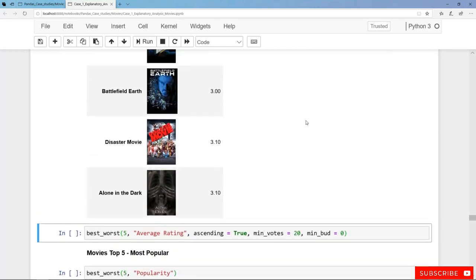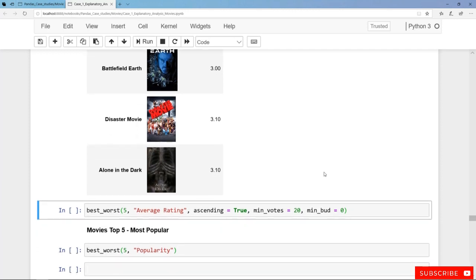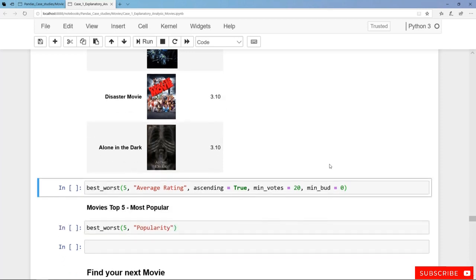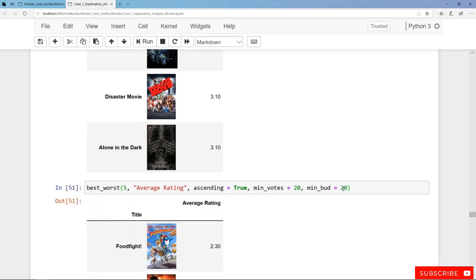And of course, you can also combine the filters min votes and the minimum budget. So again, you want to have the lowest rated movies with at least 20 votes and a budget of at least 20 million.